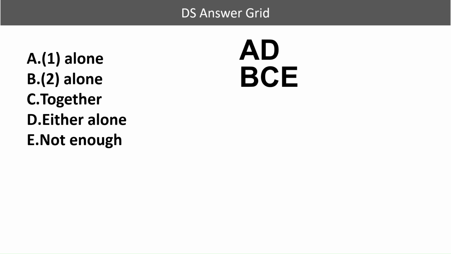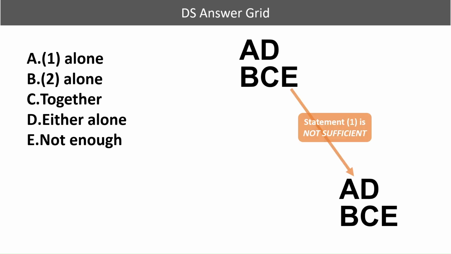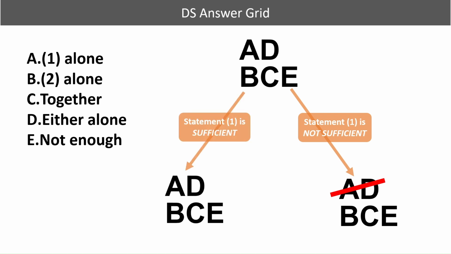Analyze statement 1 first. If it's not sufficient, as in the problem we just did, we can eliminate answers A and D. If statement 1 is sufficient, then we can eliminate the bottom row, B, C, E. I strongly recommend training yourself to use this grid in your practice. It helps you stay on track as you solve problems step by step. It helps avoid careless errors, and it prepares you for taking strategic guesses on harder problems.